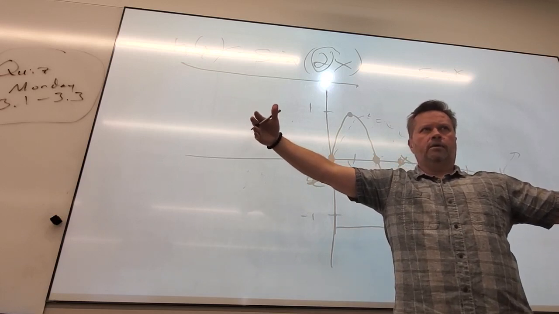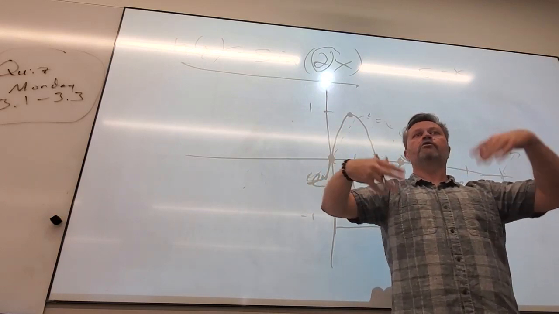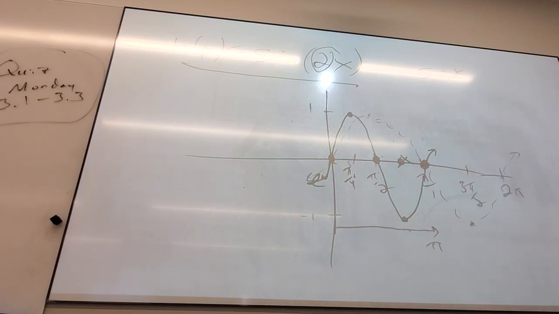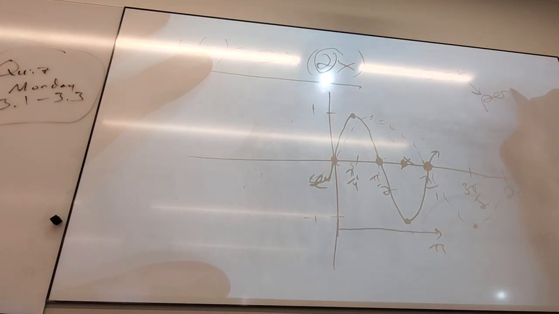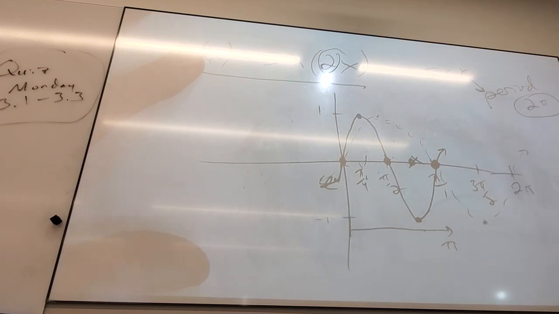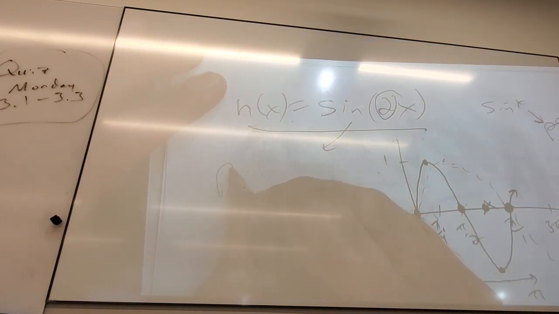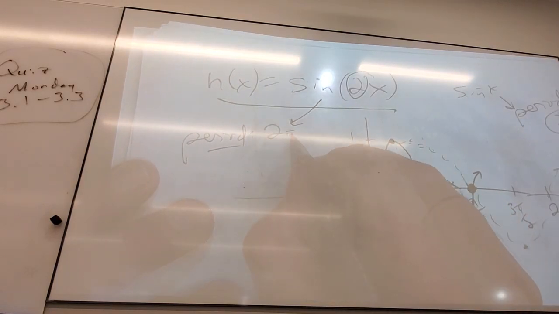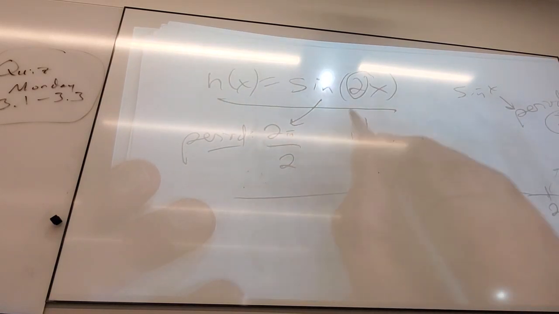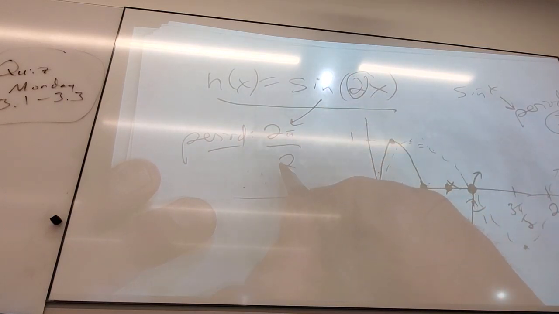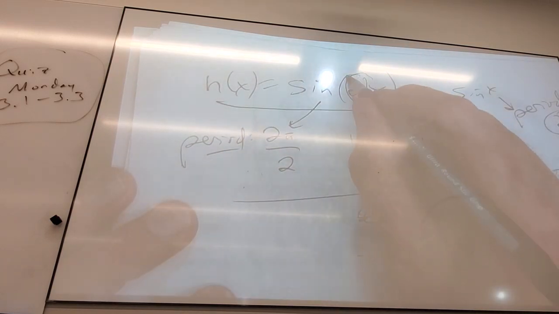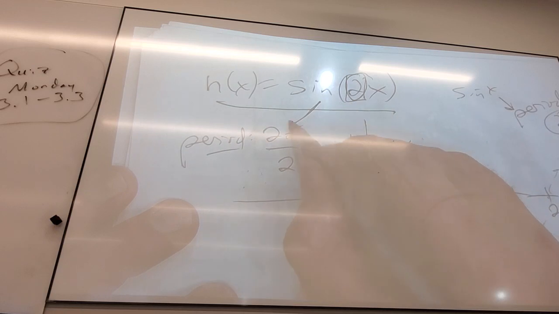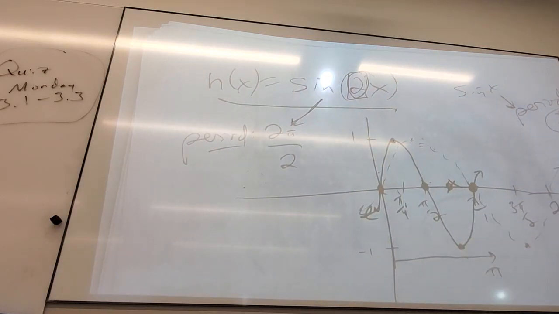You guys kind of with me? So what's the period of the original sine function? 2 pi. What's the period of this guy? And how did we get that? 2 pi, and we cut that in half, because there was a 2 there, correct? If I would have put a 3 there, what would the period have become? 2 pi over 3. So whatever number this is, I take the old period divided by that number.